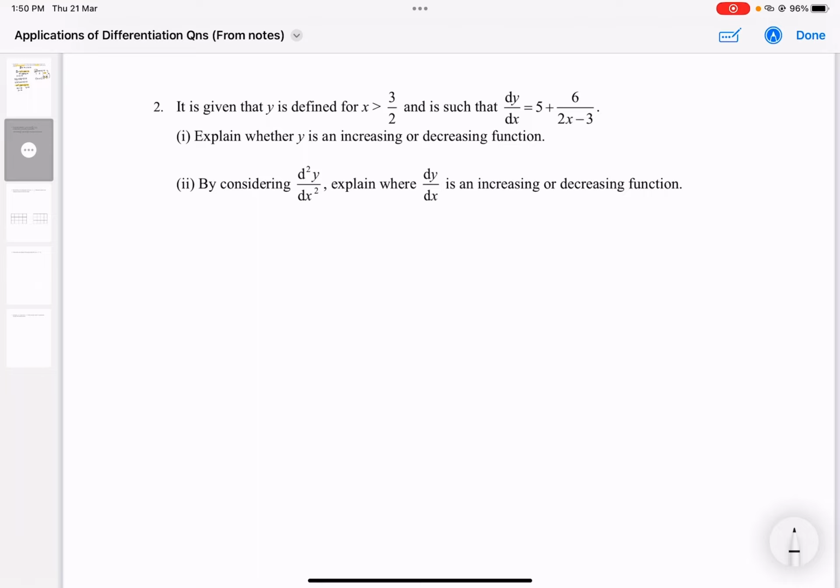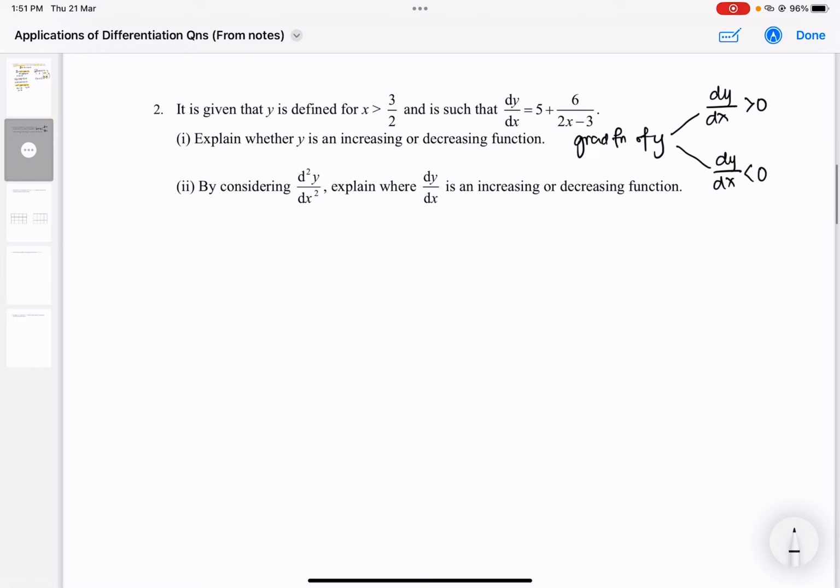Now, in order to determine whether y is increasing or decreasing, we need to look at the gradient function of y. If the gradient function is more than 0, we know that y is increasing. If the gradient function is less than 0, then we know that y is decreasing.